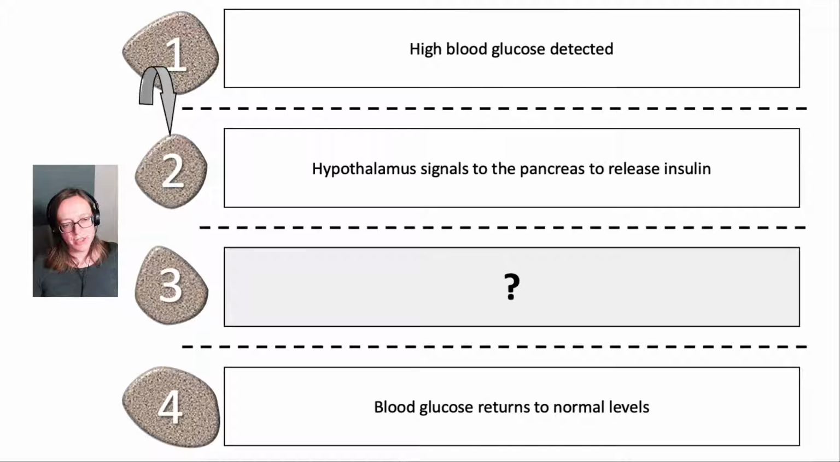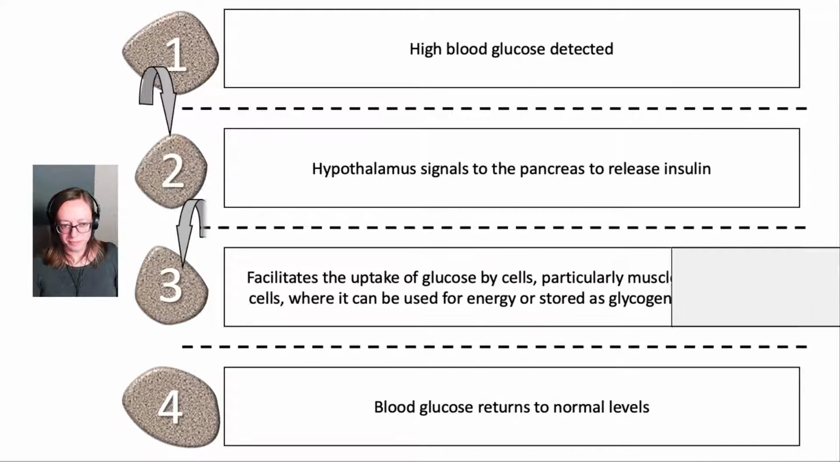Chisholm, you're talking about vasodilation. That's to do with temperature regulation. We're looking at blood glucose regulation. So we've got high blood glucose detected. The hypothalamus in the brain is signalling to our pancreas to release insulin. Does anyone know what the insulin does? Anyone? Okay, I will help you out.